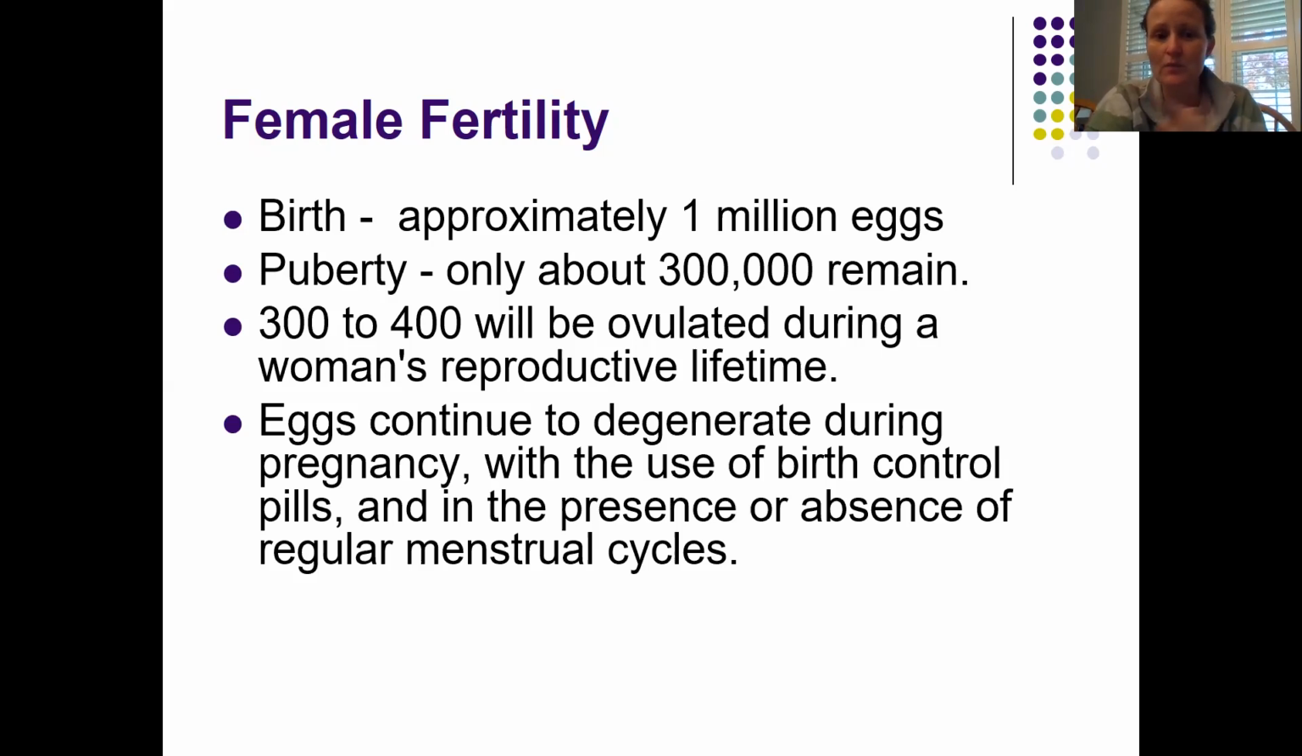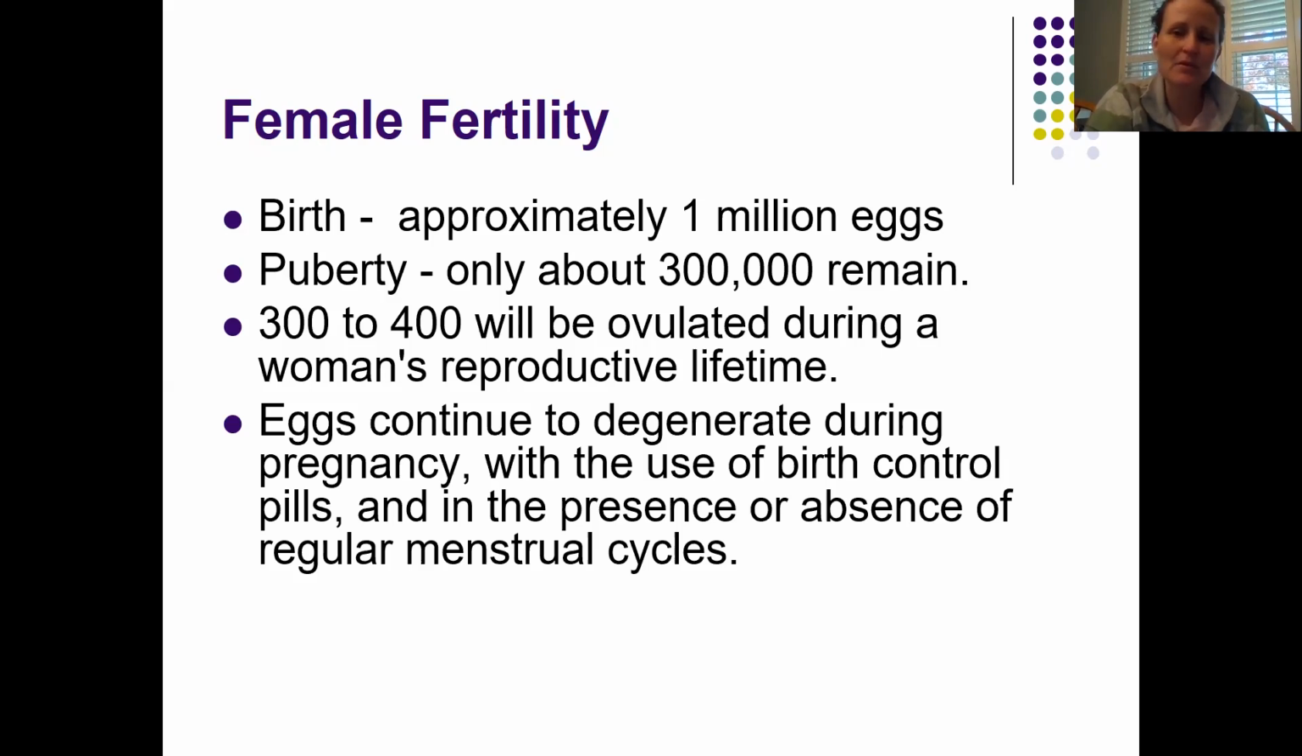And then even when a woman is pregnant, she's still going to be losing eggs because the eggs just start to die. And so 300 to 400 eggs are going to be ovulated, meaning that a woman is going to have 300 to 400 periods in her lifetime. But eggs are going to degenerate throughout a woman's lifetime.